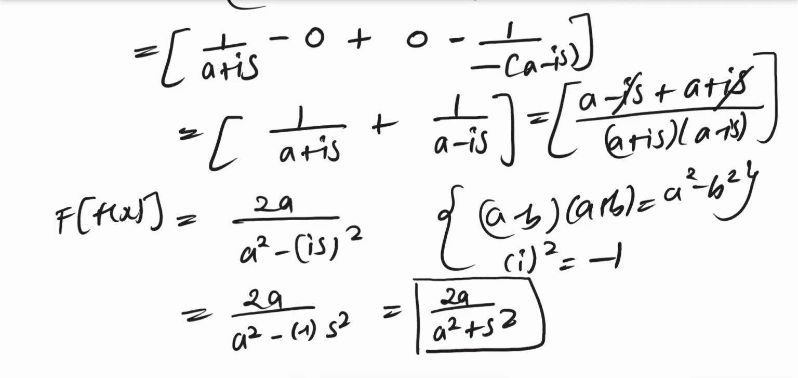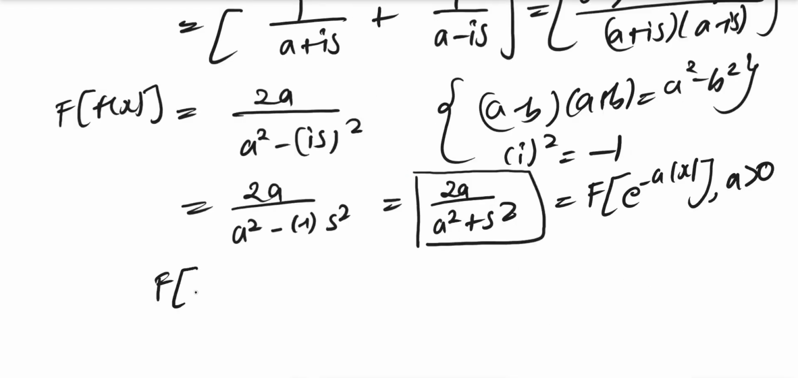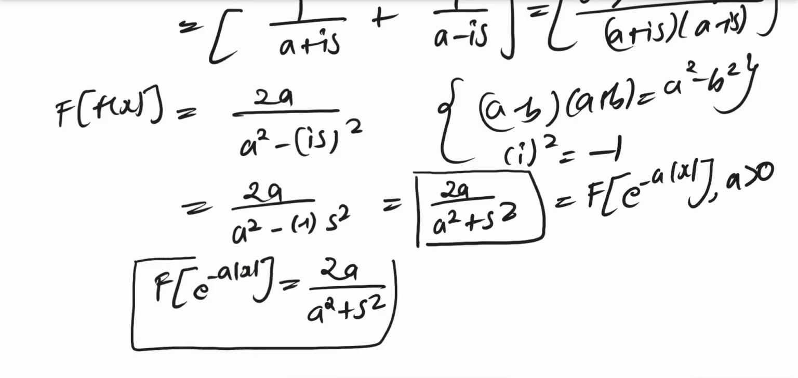Hence, this is the final answer for Fourier transform of a function e raised to the power minus a mod x such that a is greater than 0. That is, Fourier transform of e raised to the power minus a mod x is equal to 2a upon a square plus s square. Hence, this is the final answer.